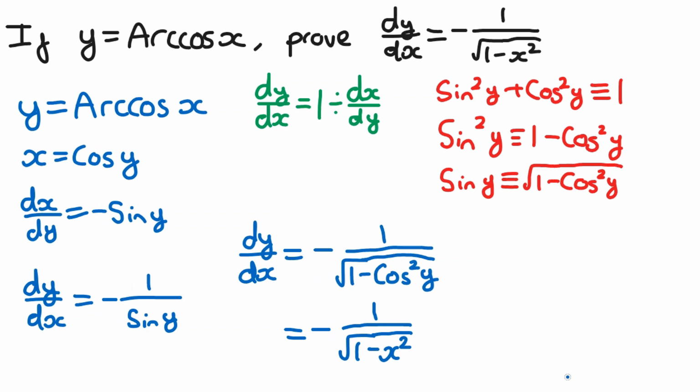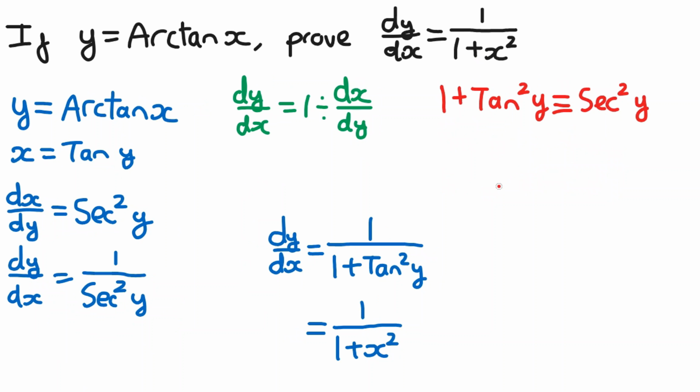And the proof for arccos is literally the exact same thing. The minus sign just comes from the fact that when you differentiate cos y, it becomes minus sin y instead. And then this is the arctan proof. Again, it's the exact same thing, except this time we use the identity of 1 plus tan squared y is equivalent to sec squared y that we learned in chapter 6, and this gives you this answer instead.